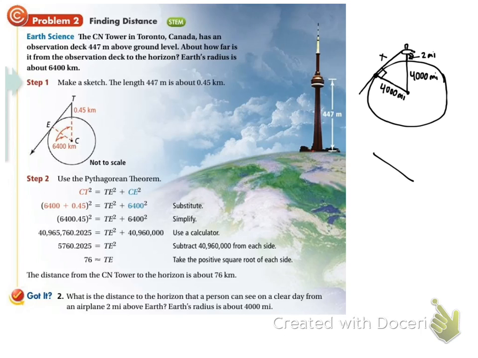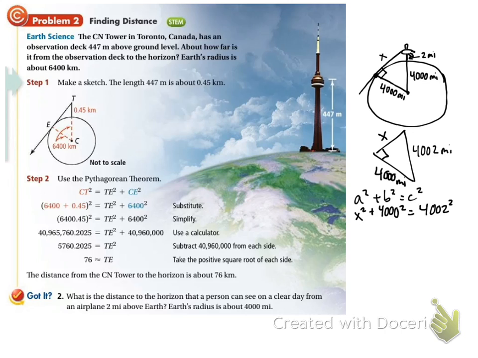So let me sketch this triangle separately. Okay, here's x, what we're looking for. This side is obviously 4,000 miles. The other side, though, is 4,000 miles plus the 2 miles. So 4,002 miles. If we have two sides of a triangle trying to find the third, we use Pythagorean Theorem. So a squared plus b squared is equal to c squared. Your legs, these two guys, are what go in for a and b, right? The legs are the things that are connected to the right angle. So x squared plus 4,000 squared is equal to 4,002 squared.